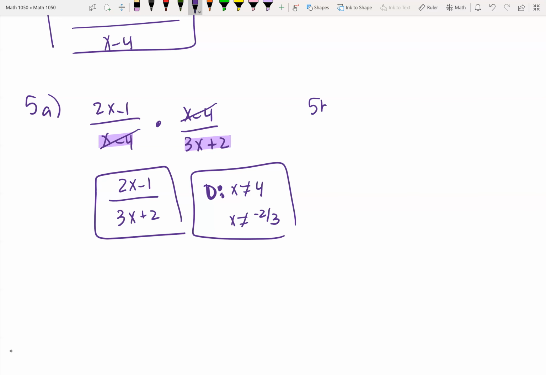All right, here's question 5b. This means take f of x and subtract g of x. So here is your f of x.